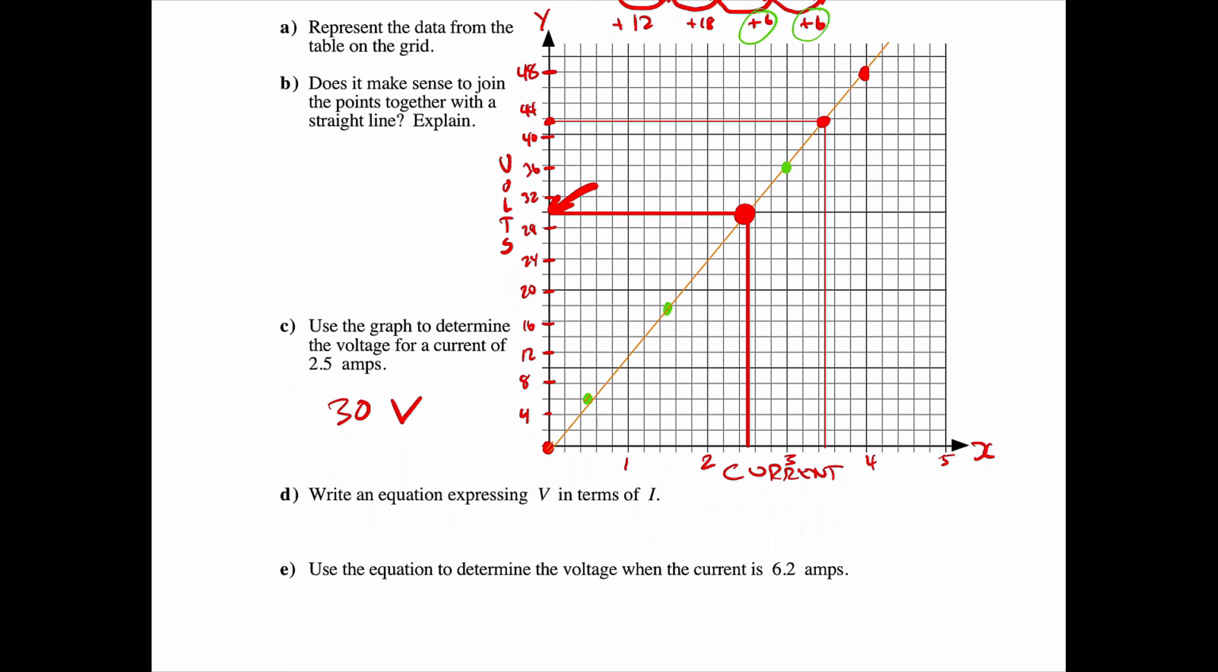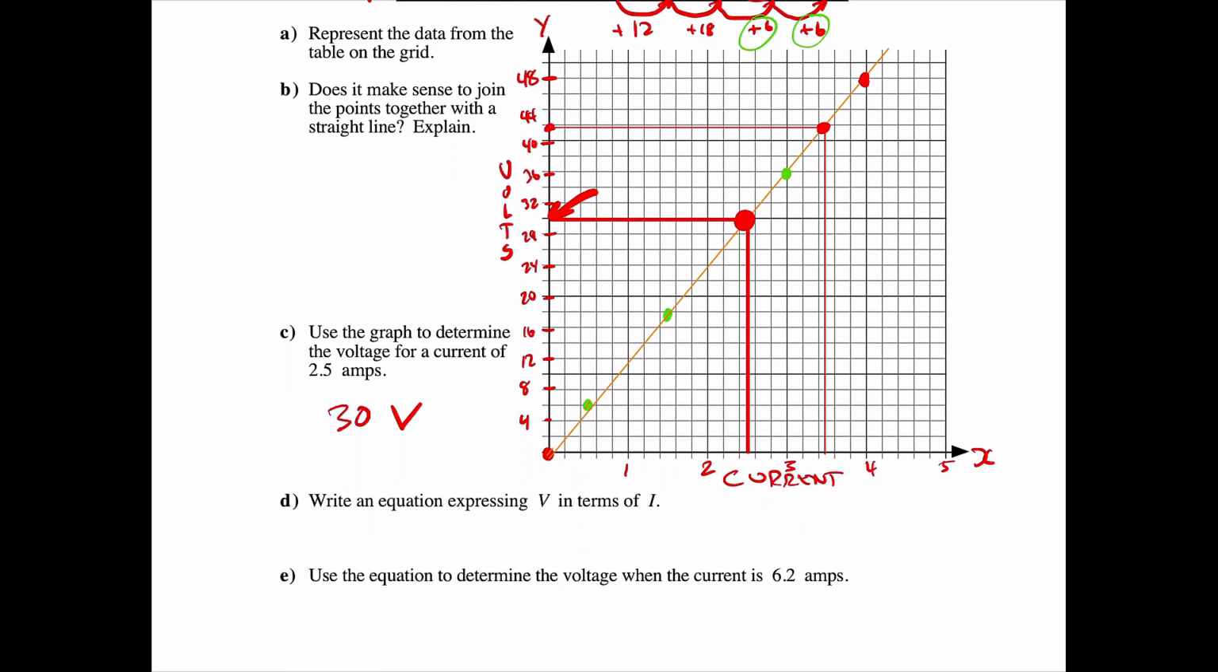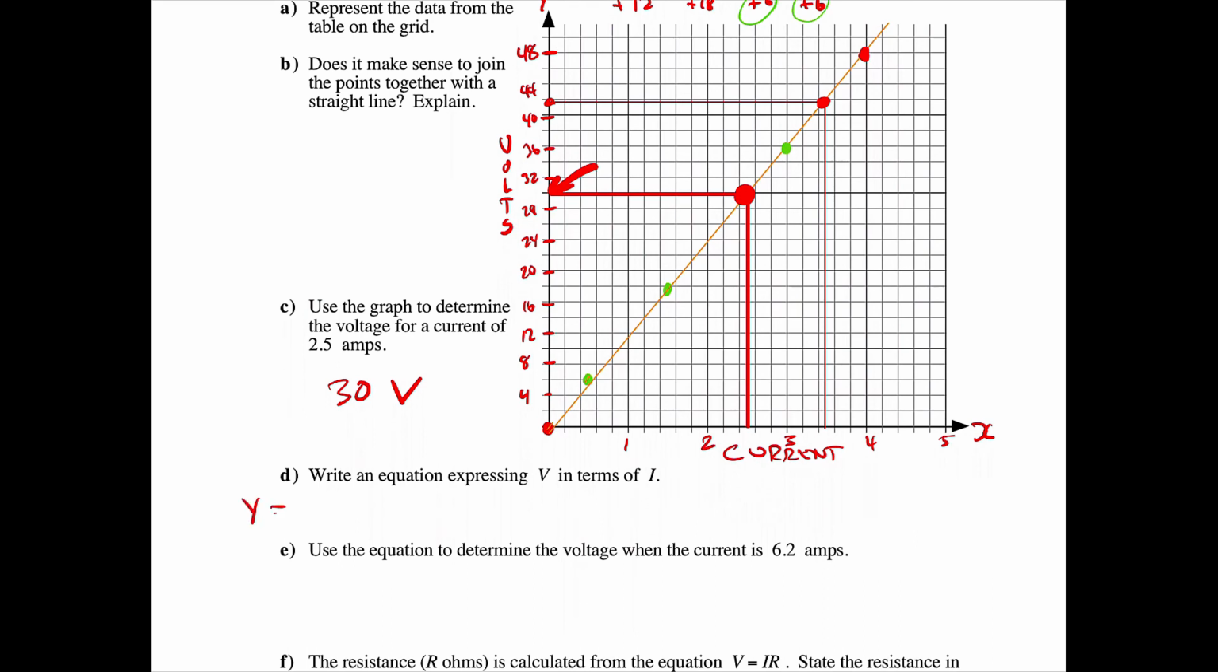Write an equation for this expressing V in terms of I. So again, normally we've got the form of Y equals mx plus B.